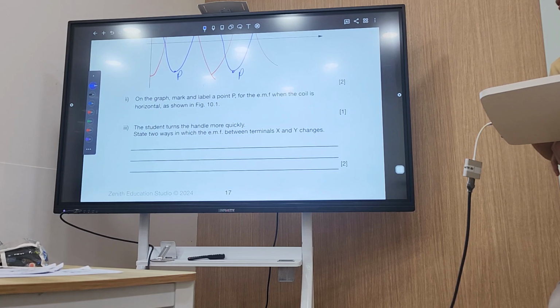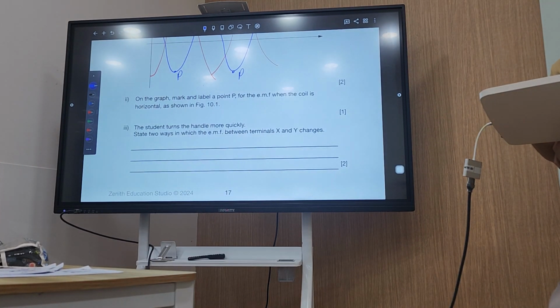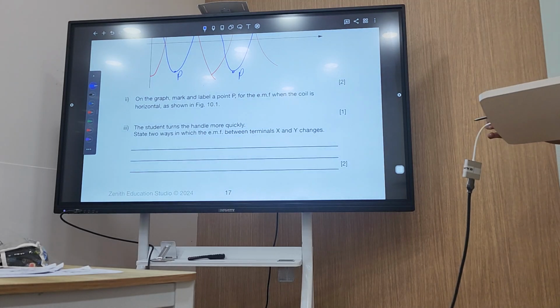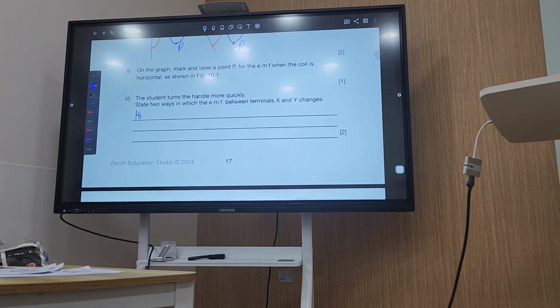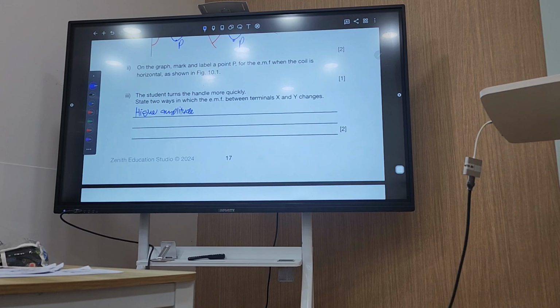Say two ways in which the EMF changes if I turn the handle more quickly. Higher EMF, we will say higher amplitude, is the change. What else apart from higher amplitude or higher EMF? What about frequency?